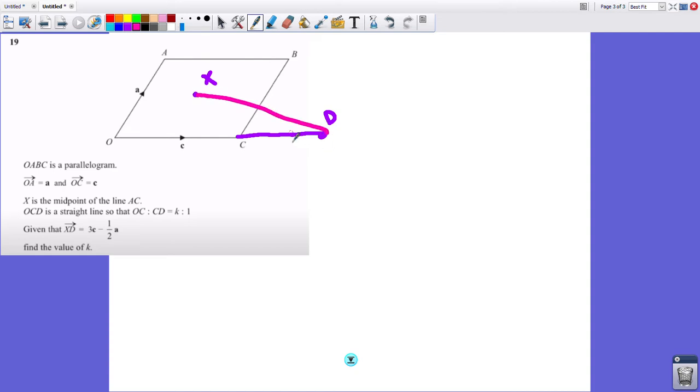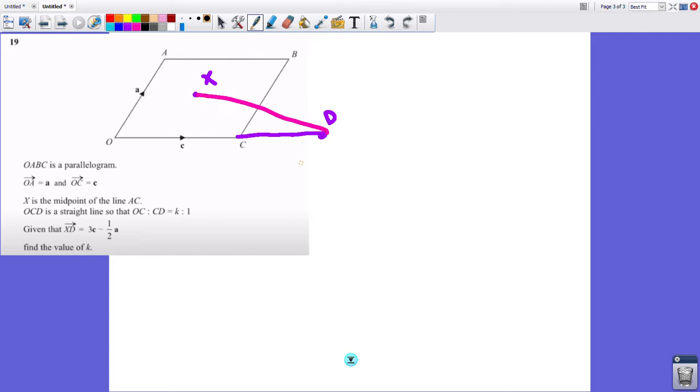So what I'm going to do is find my journey from X to D, express it as something, and then compare what I've got to what they've got, and that will unlock the value of K. To work out the journey X to D, I need to break it up into parts. So the journey X to D is made up of X to C and then C to D. I'll start with X to C.